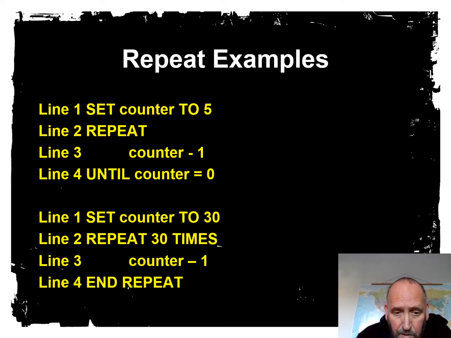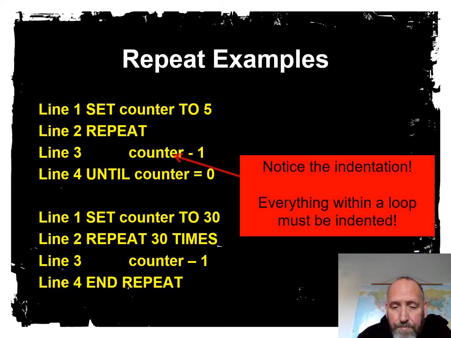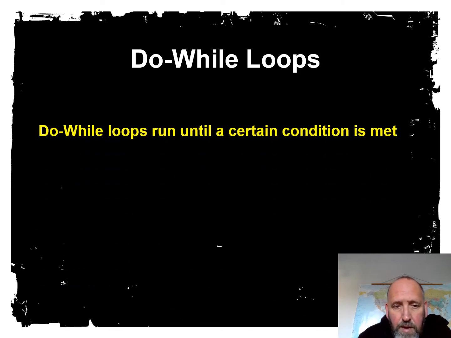And there's another example. Counter starts at 30 this time, repeat 30 times, counter minus 1. So in this loop, we know this is a conditional loop until it gets to that. This is a for loop, an unconditional loop. Set counter to 30, repeat 30 times, counter minus 1, end repeat. This will do the same task as this one, but this is a for loop. There's indentation within every loop. I'm going to go on about that all the time.